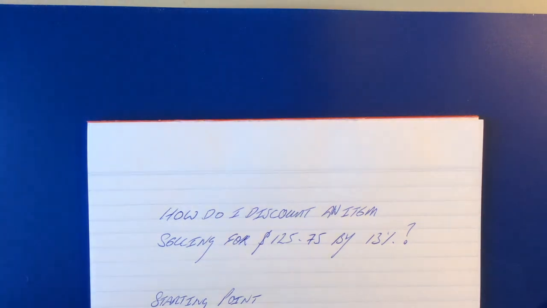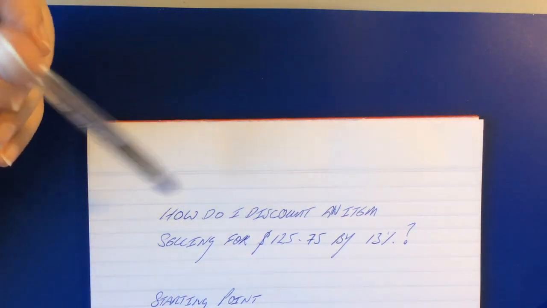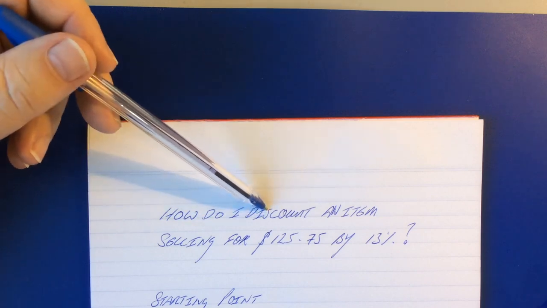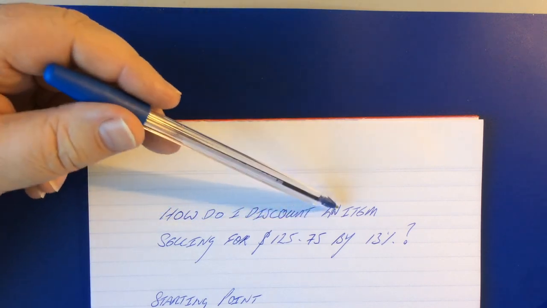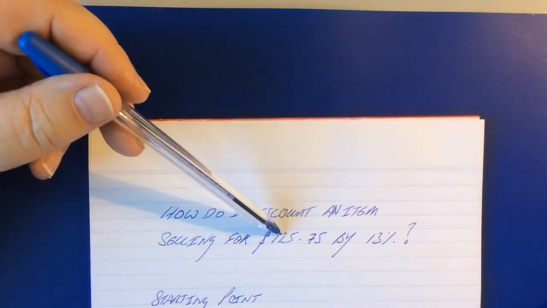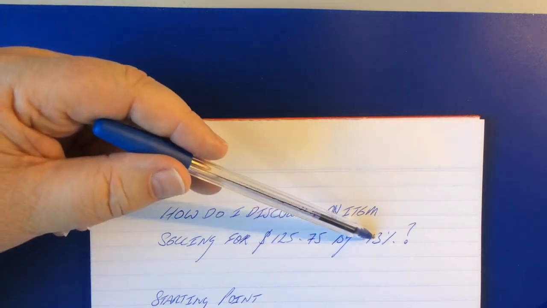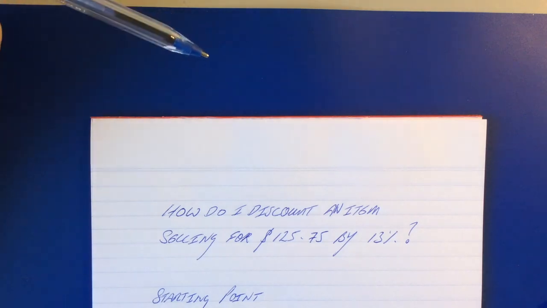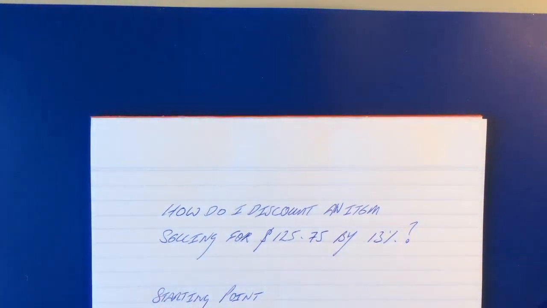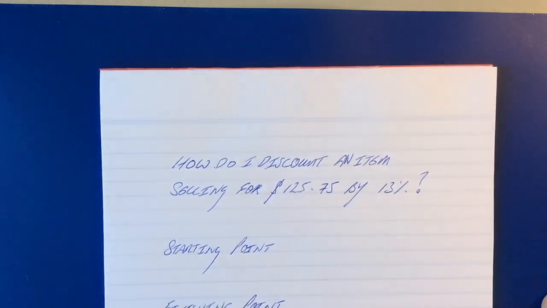Hi, I'm an old guy and I do maths, and today we're looking at discounts. And the question is, how do I discount an item selling for $125.75 by 13%? Well, as with most things to do with financial maths, we need to look at the transaction.